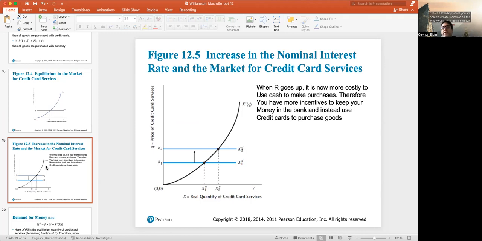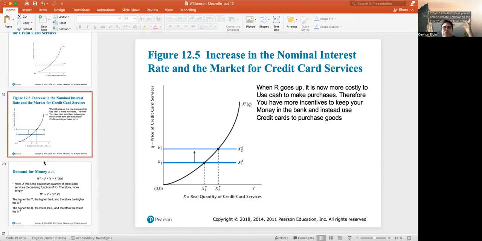And we can also do some comparative statics exercise here. When R goes up, when the nominal interest rate goes up from R1 to R2, now it is more costly to use cash to make purchases. Therefore, you have more incentive to keep your money in the bank and instead use credit cards to purchase goods. Therefore, you end up purchasing more goods using credit cards. So X star, the amount of goods that you use a credit card to purchase, goes up.